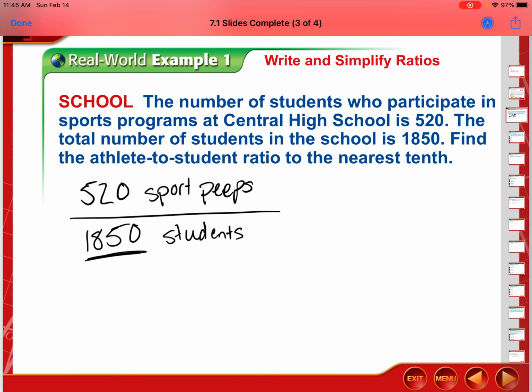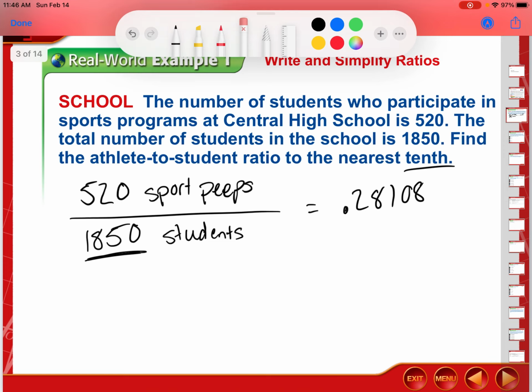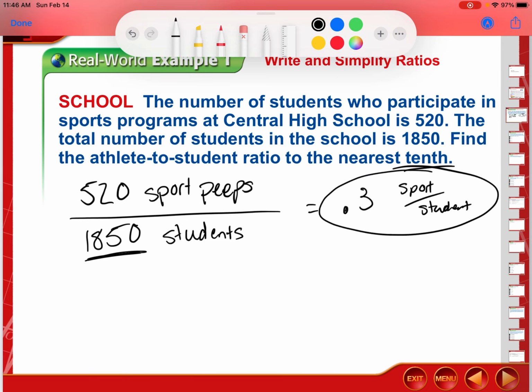When we do this, we would get 0.28108, but they wanted it to the nearest tenth. So instead of 0.28, we would just say 0.3. And then we would typically give this a label, sport to student, and that would be our final answer.